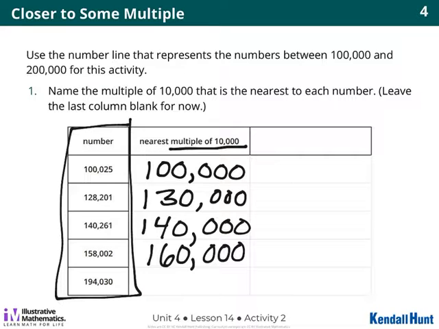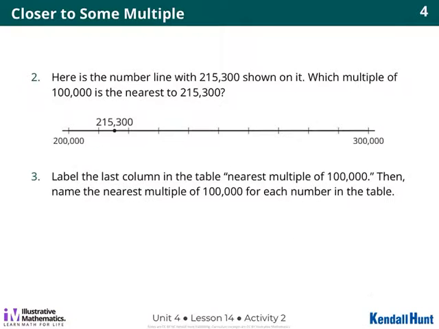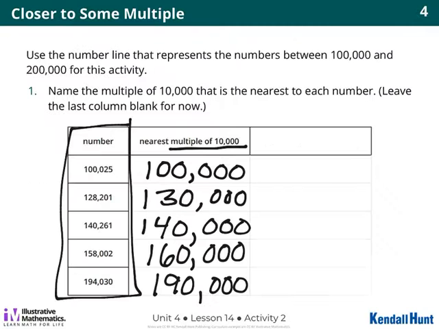194,030. What's the nearest multiple? Okay, Brooke. 190,000. Yep, it'd be closest to 190,000. Okay, then you had to, and I know it doesn't say it on my slide. Well, we had to name that multiple, right? But question 3 was talking about the nearest multiple of 100,000. So, first column was nearest multiple of 10,000. The second column was the nearest multiple of 100,000.